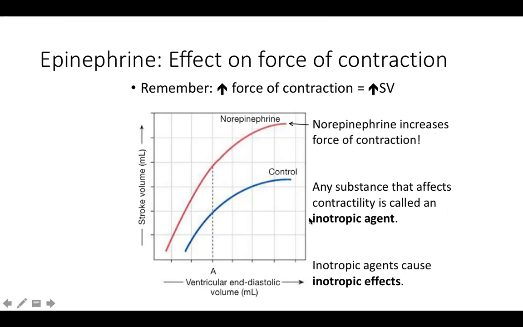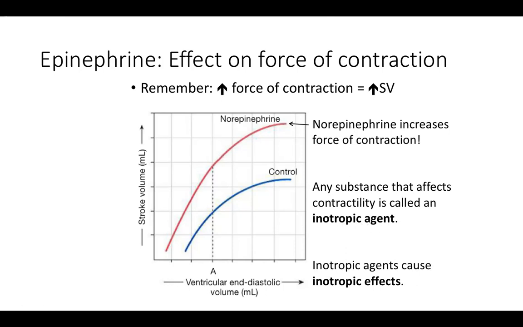If it increases it, we call it a positive inotrope. If it decreases it, we call it a negative inotrope. And so inotropic agents, we say that they cause inotropic effects. So we would say norepinephrine causes positive inotropic effects, or we would say norepinephrine is a positive inotrope or a positive inotropic agent.